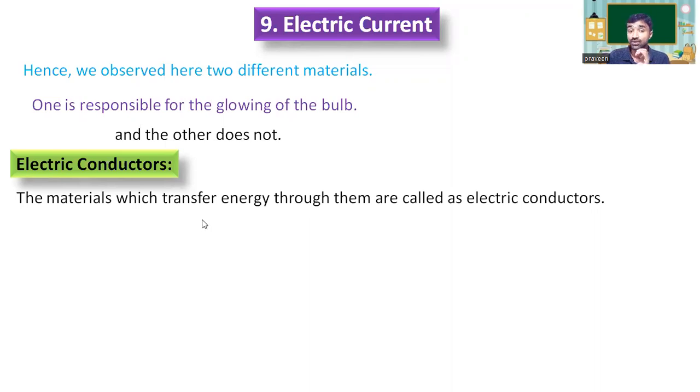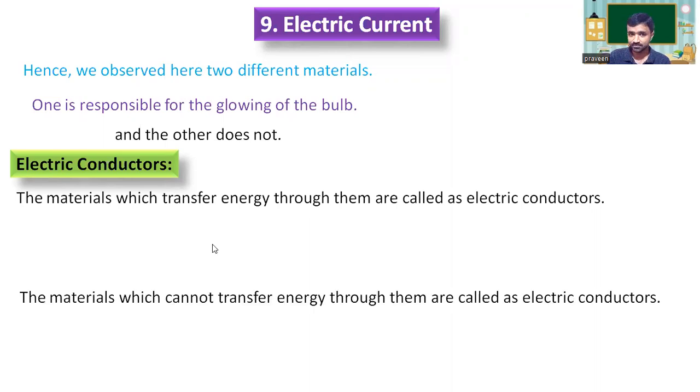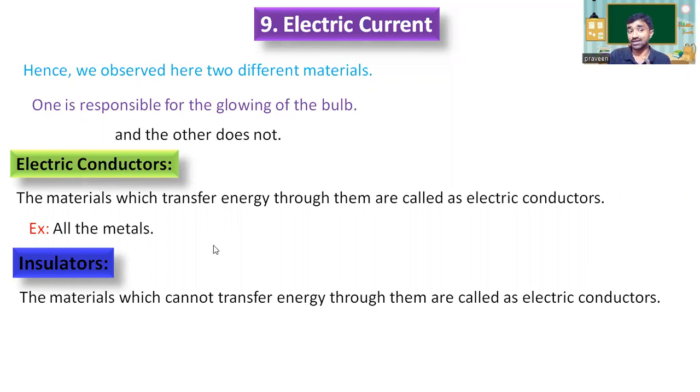So we have two types of materials based on these observations. The materials which transfer energy through them are called electrical conductors. The best example: if you use any metallic string to connect a battery and bulb, right, then it can conduct the electricity. That means all the metal wires are said to be electrical conductors. Then one more: the materials which cannot transfer energy through them are called insulators. So two types of materials I have, electrical conductors and insulators.